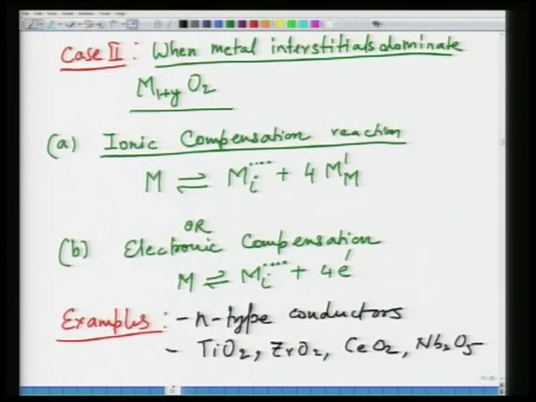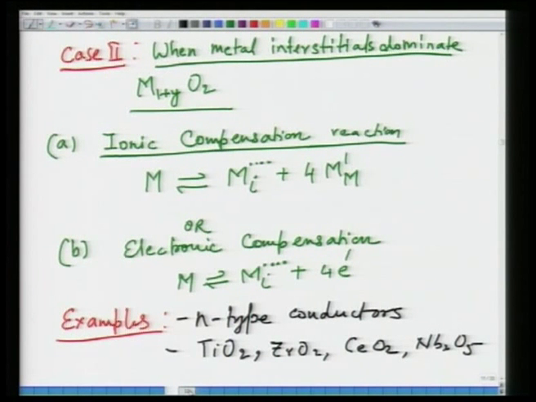And then we looked at the case when metal interstitials dominate, and in that case the formula would be, for example, in this case we have taken MO2, so it would be M_{1+y}O2. Here the metal is 4+, so the metal will form an interstitial complemented by reduction of metal on the metal site, or if it was electronic compensation, then it would give rise to 4 electrons. So, the difference in the two cases is the number of electrons created and the relative proportion of the two defects. Examples of such cases could be n-type conductors such as TiO2, zirconium oxide, cerium oxide, Nb2O5.